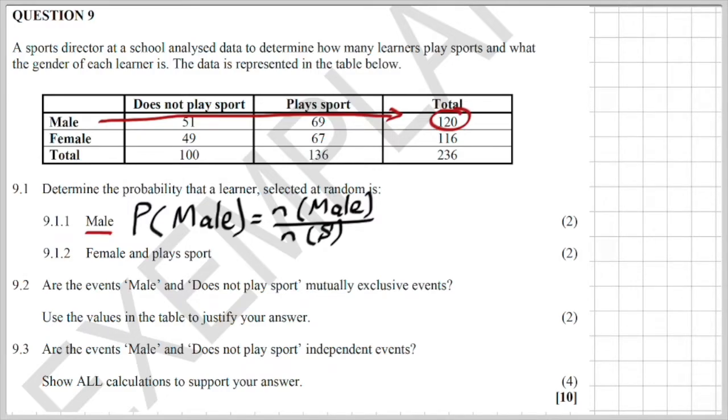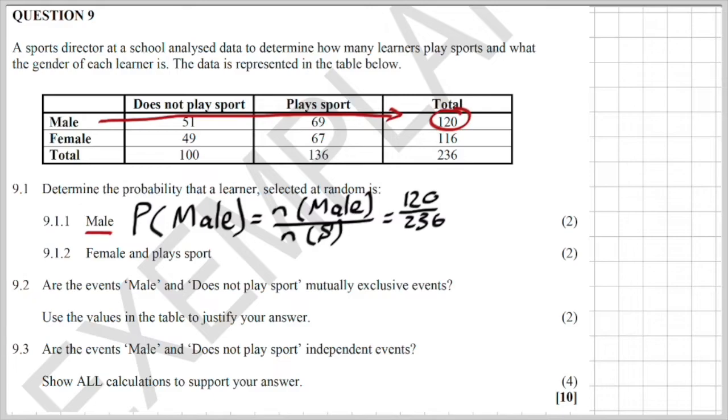Now, how many males were there? 120. How many kids were there in total? Because remember, we are saying a learner at random. We're looking at all the learners. So 236. Now, I did not go and actually calculate the value of that, but you can do it. Go for it. But I'm going to go on to the next question.